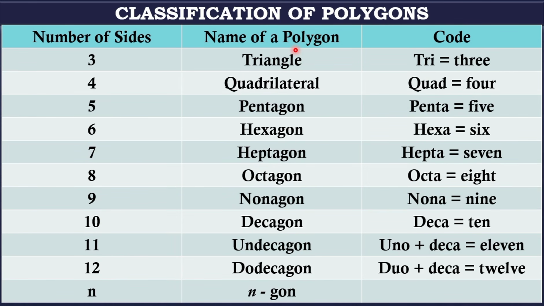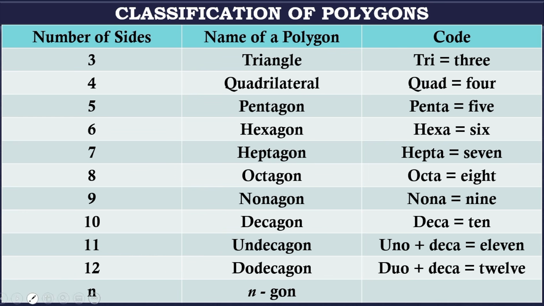Now, so we have here the classification of polygons. Based dun sa binigay natin kanina na mga examples ng polygons, we can classify those according to the number of its sides. So kung ang polygon ninyo ay 3-sided, that is what we call triangle. 4-sided, that is a quadrilateral. 5 for pentagon. 6 sides for hexagon. 7 for heptagon. 8 for octagon. 9 for nonagon. 10 for decagon. 11 for endecagon. And 12 for dodecagon.